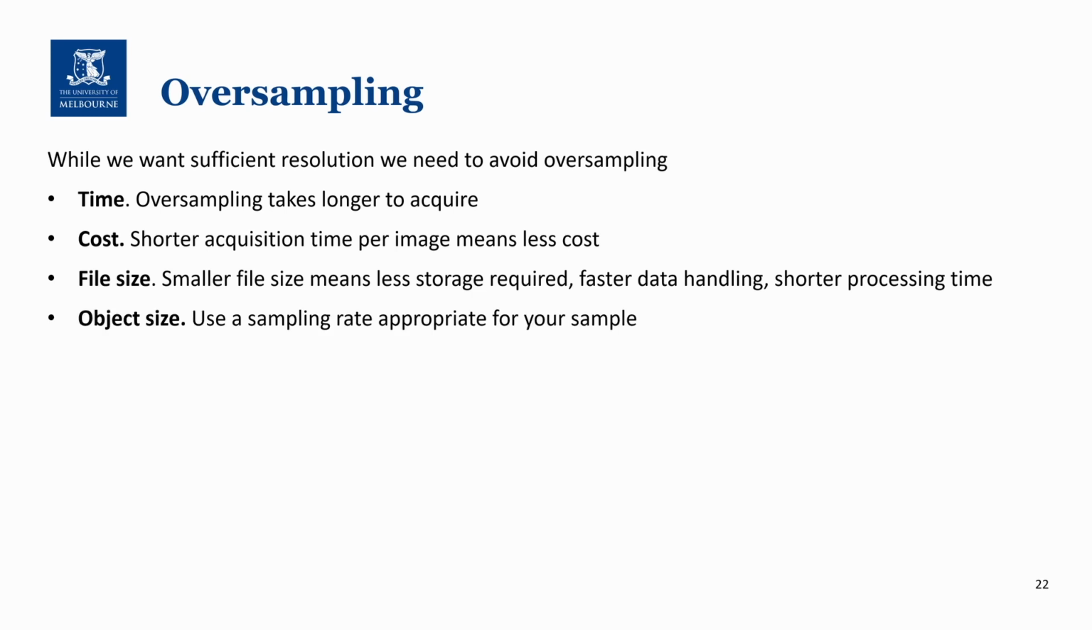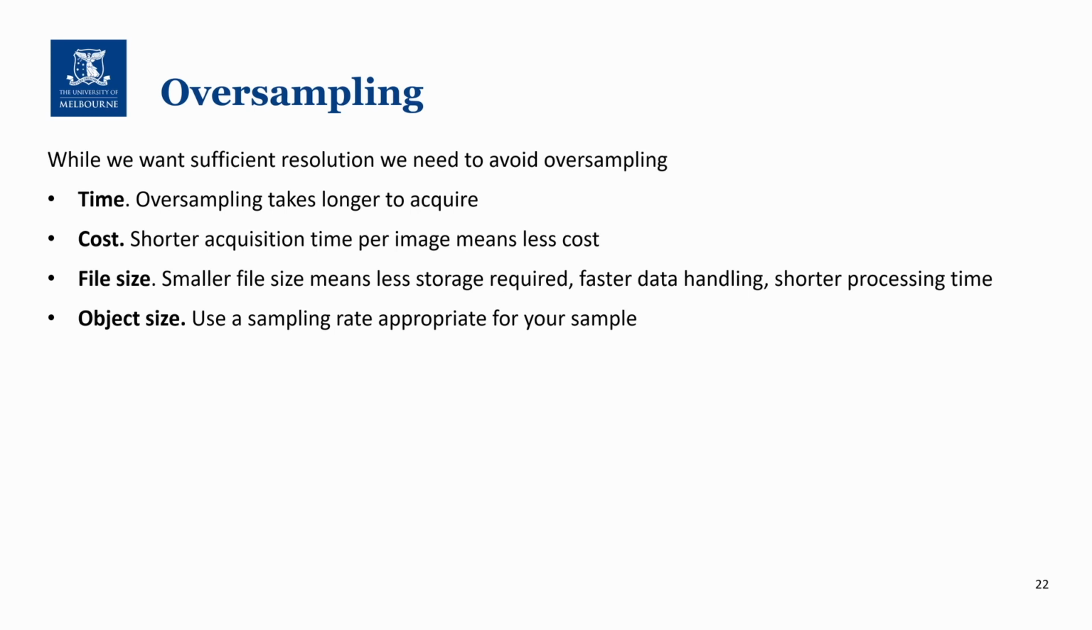Again, we need to think about the size of the object you want to image and use an appropriate sampling rate. For example, if you're imaging nuclei at 10x, you don't need to have a frame size of 2048 by 2048 just because it looks nicer.